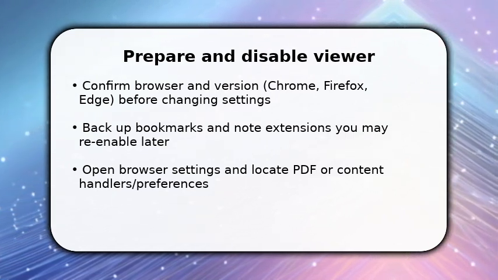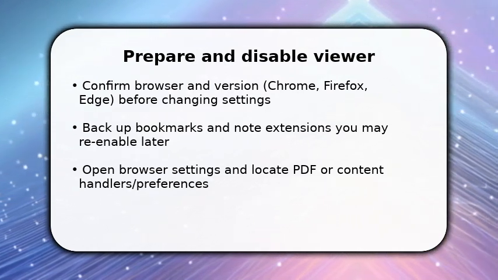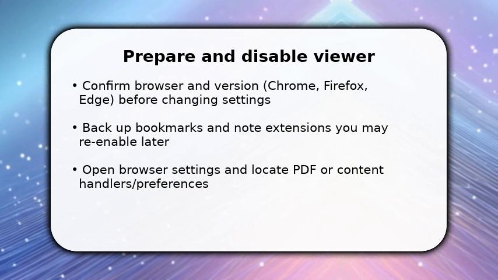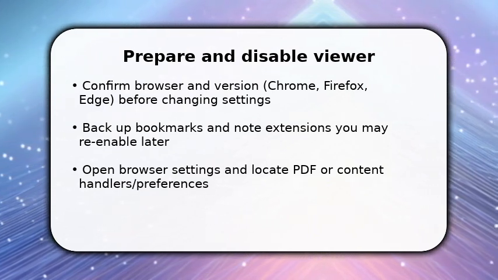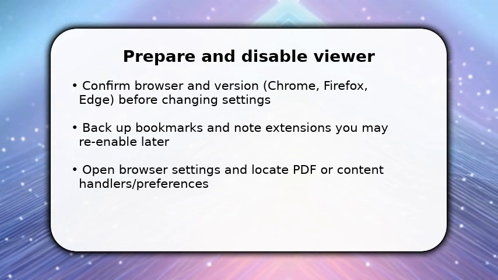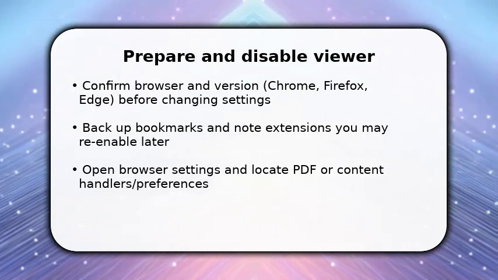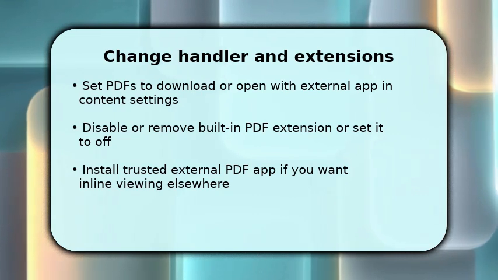Once done, locate the built-in PDF viewer toggle or handler override. You disable the viewer here. This stops inline rendering and prepares the browser to download or use an external app instead. Now you change the actual handler behavior and manage extensions so PDFs no longer render in the tab.